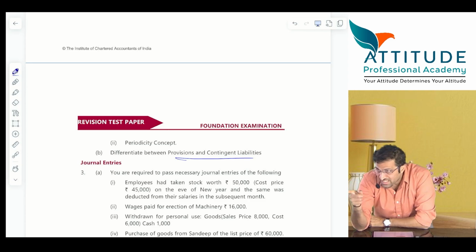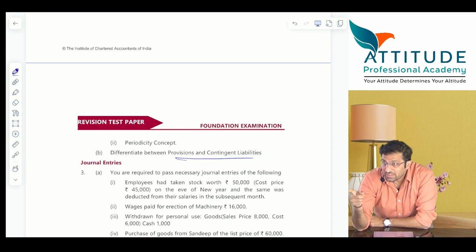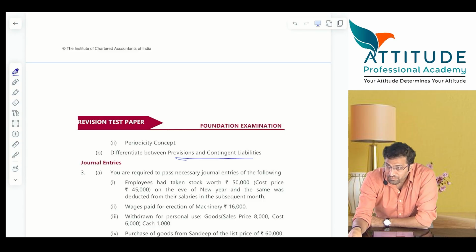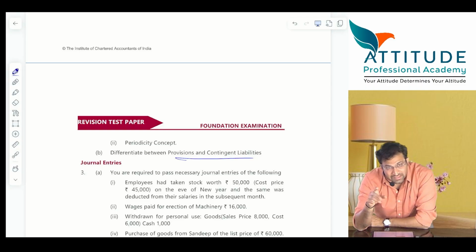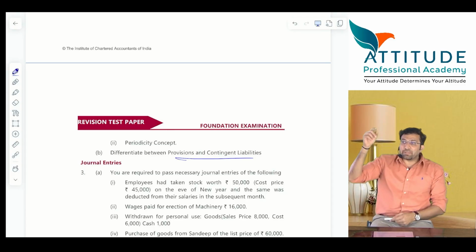We have done this chart. I gave you the chart of AS 29, look. To make a provision you need 3 conditions. First, present obligation because of the past event. Second, outflow of resources. Third, it can be measured reliably. Then make a provision. In contingent liability, it can be a present obligation.